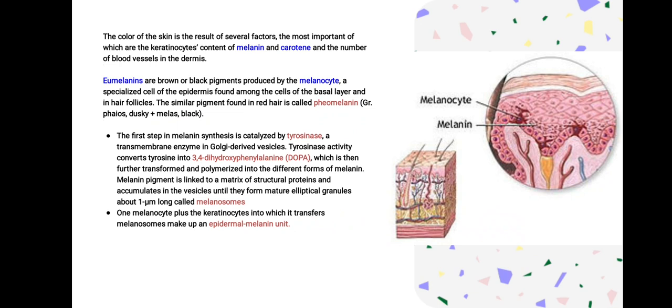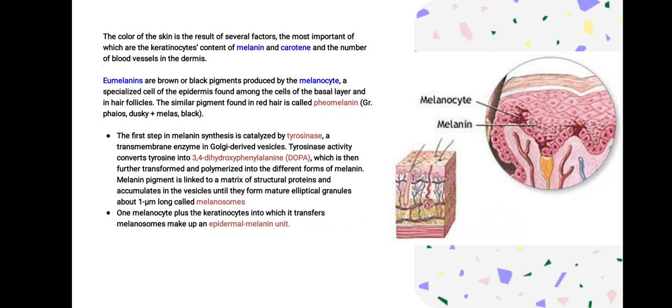Eumelanins are brown or black pigments produced by a melanocyte, a specialized cell of the epidermis found among the cells of the basal layer and in hair follicles. The similar pigment found in red hair is called pheomelanin. Phaios, dusky, plus melas, black.